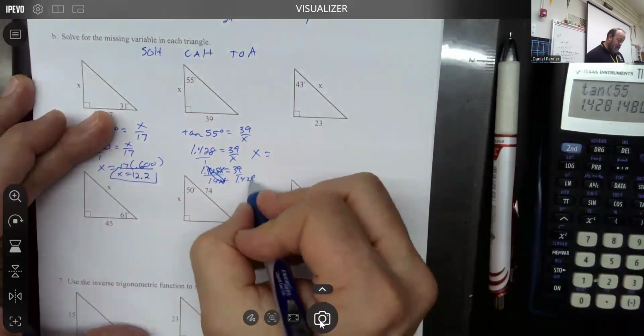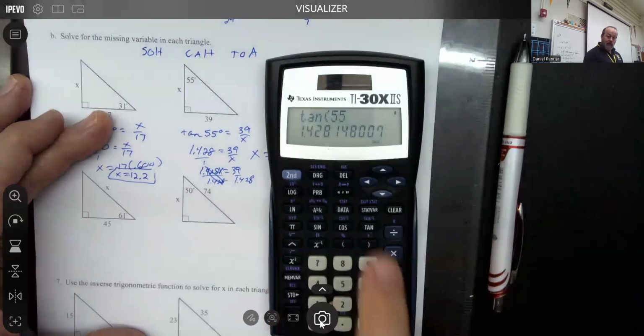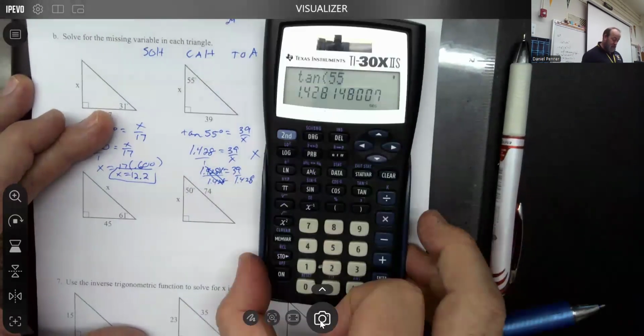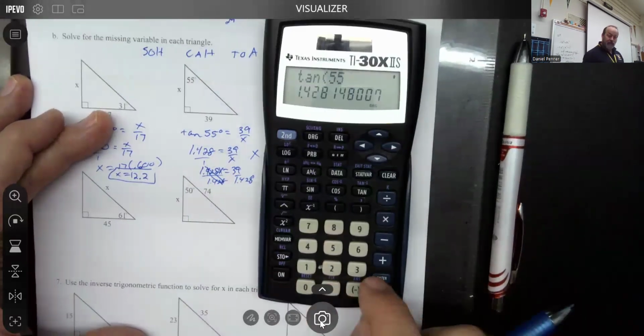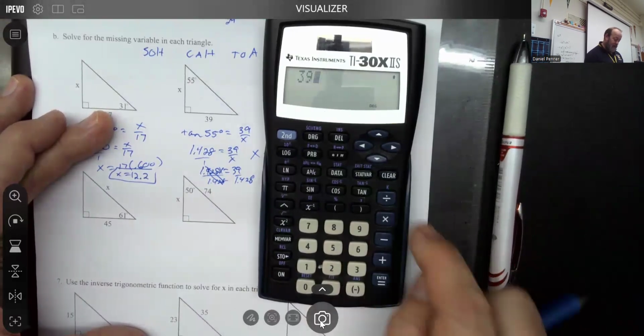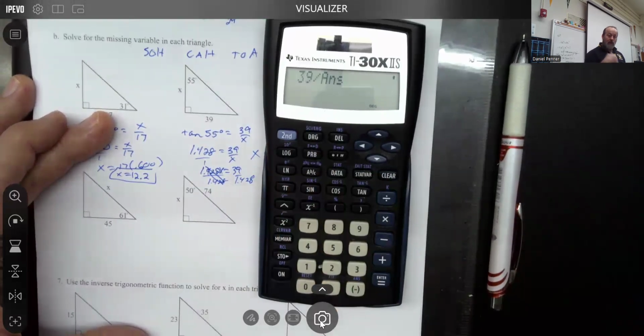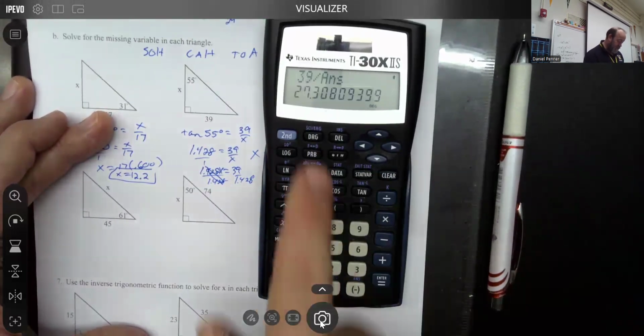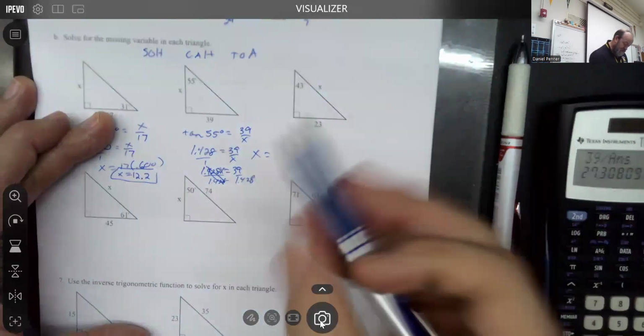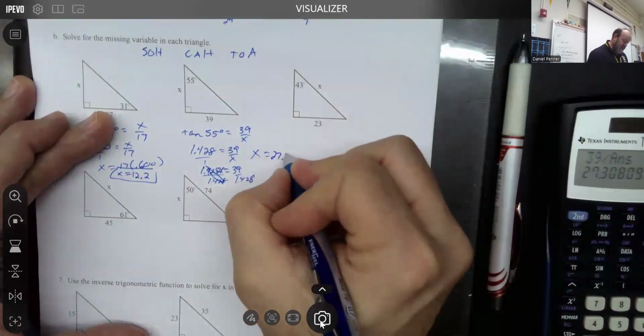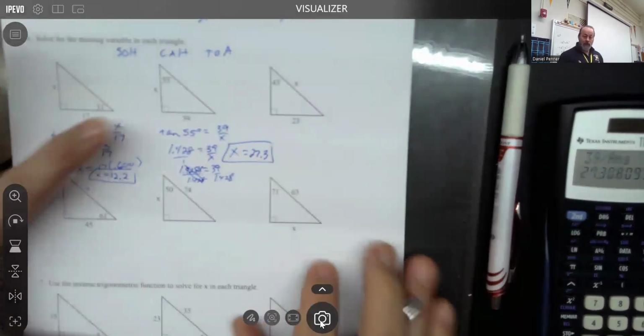But the cool thing is, I already have that number in my calculator, so I'm going to take my 39 and divide it by the answer. Now that answer was the 1.428, the previous thing I had asked my calculator for, and I got 27.3. X is 27.3. Now again, everybody has their own way.